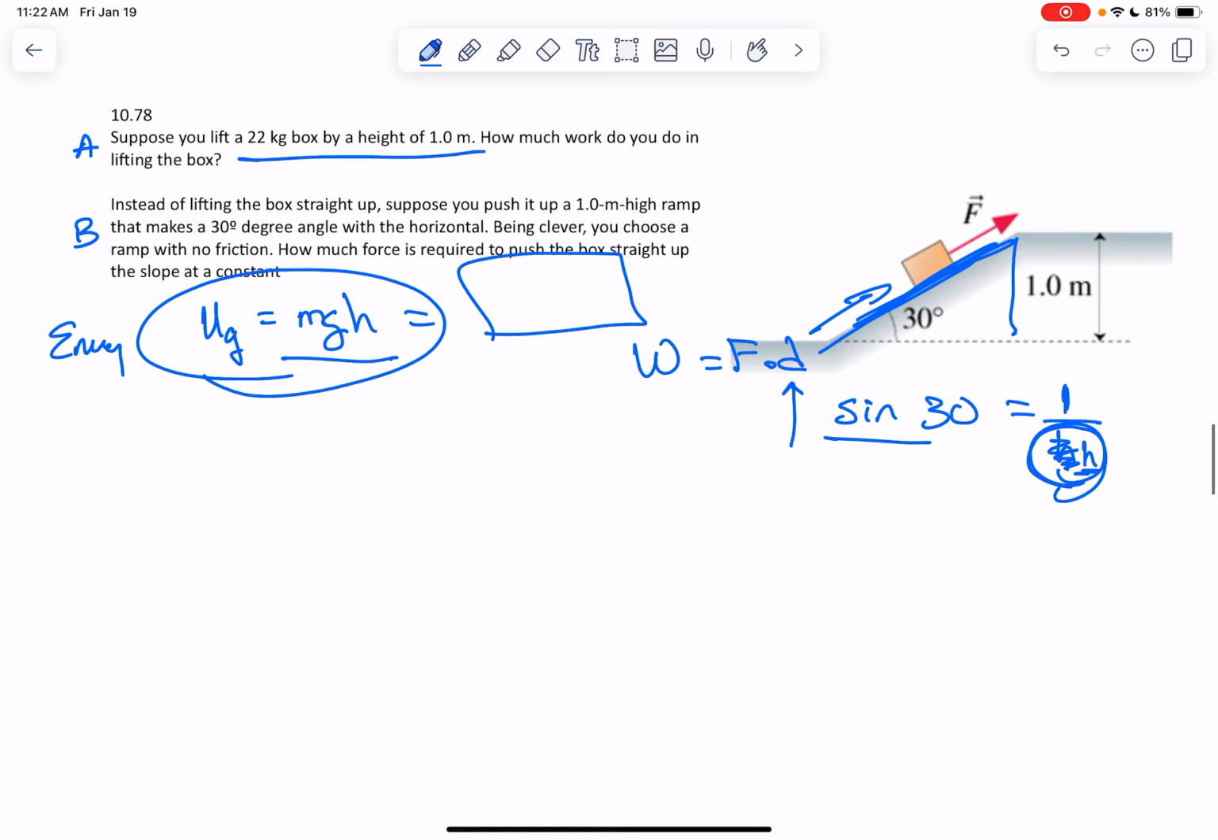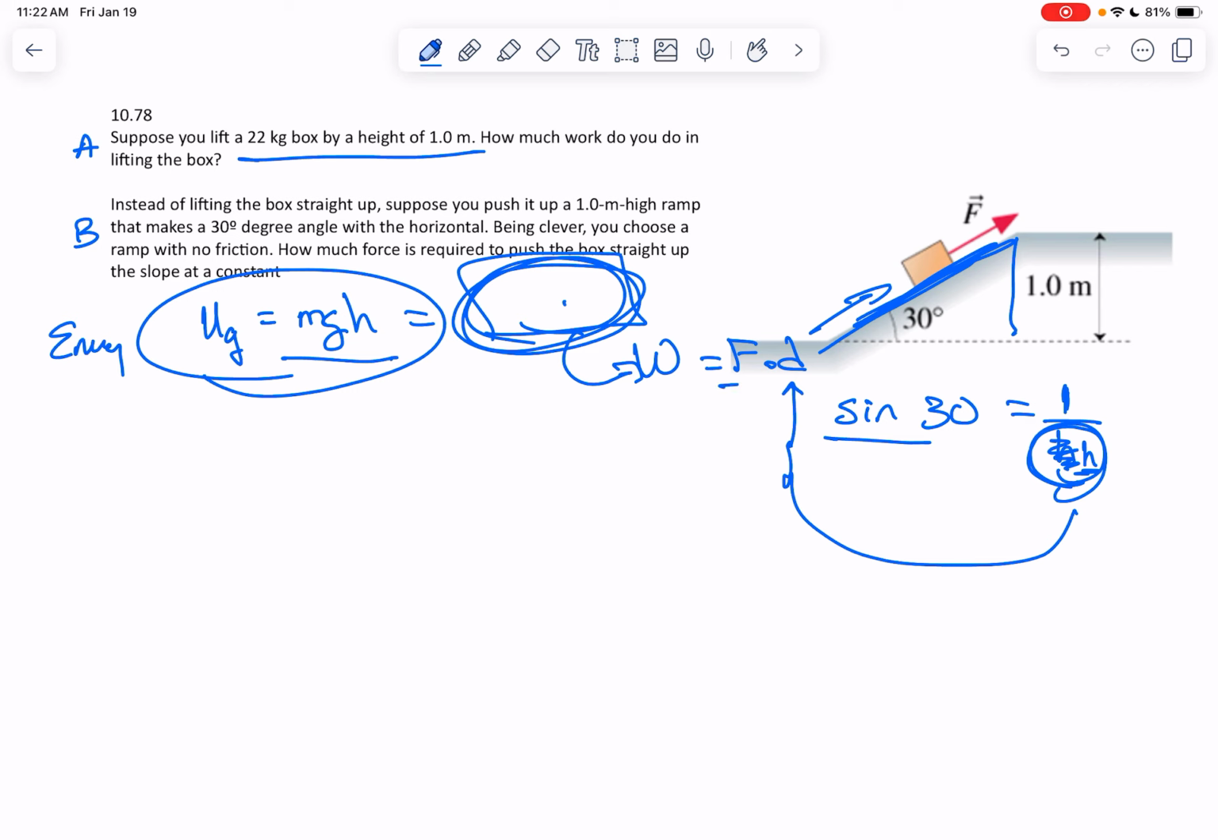That h is this d right here. The work will be this number right here. This is the energy. That is equal to the force times whatever you solve for here, and then you can find the force.